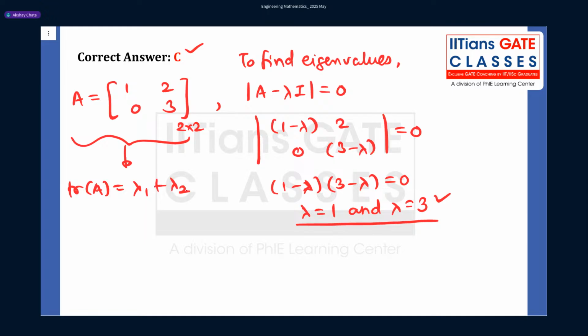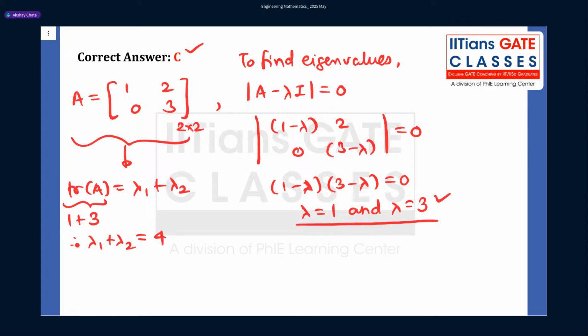Okay, and trace is nothing but the sum of the principal diagonal elements of a matrix. So here the principal diagonal elements are 1 and 3. So therefore, lambda 1 plus lambda 2, which are your unknown eigenvalues, should have their summation equal to 4.